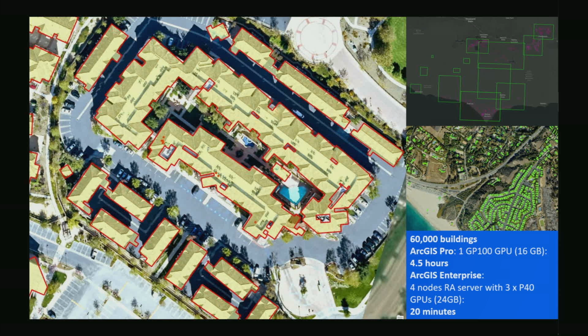And when we did it in ArcGIS Pro using a previous generation GPU, which we had, it took about 4.5 hours. So that's fine, but you can then scale it up or scale it out. You can get better GPUs, or you can add more servers with Image Server. And we were able to get it down to 20 minutes, creating these 60,000 building footprints. That's a rate of 3,000 footprints per minute. And imagine how long a task like this used to take earlier, or still takes, when people are manually digitizing them by hand.